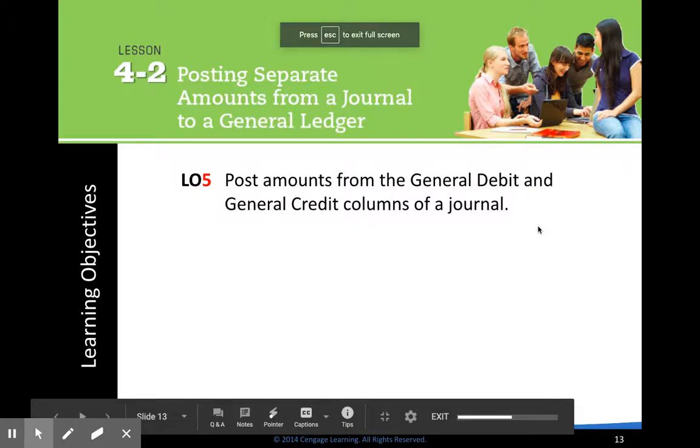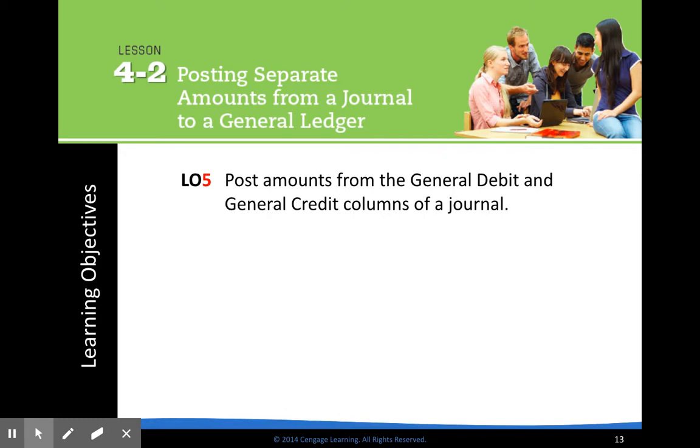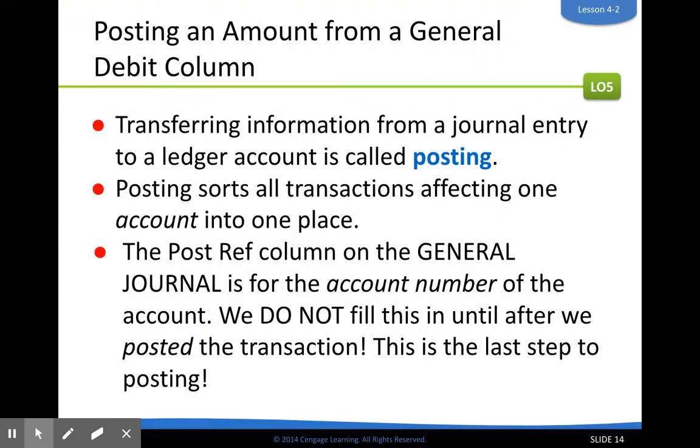In section 4-2, we're going to be talking about posting. So the first slide here gives the definition for posting, which is transferring information from a journal entry to a ledger. So in 4-1, we opened up all those ledgers, a ledger for each account that we have, starting with cash, account number 110. We'll have a ledger for each account that we have, and we will transfer information from the journal into the ledger.